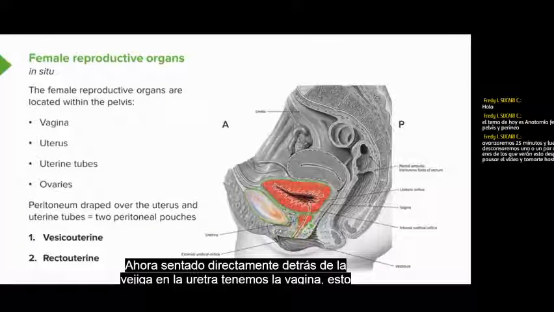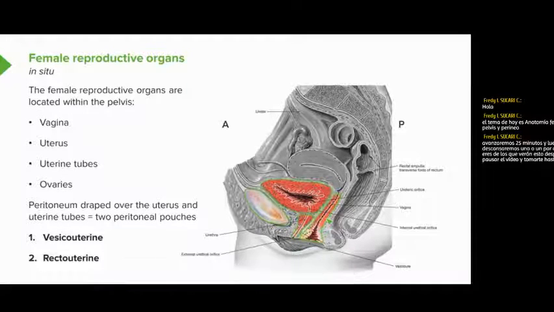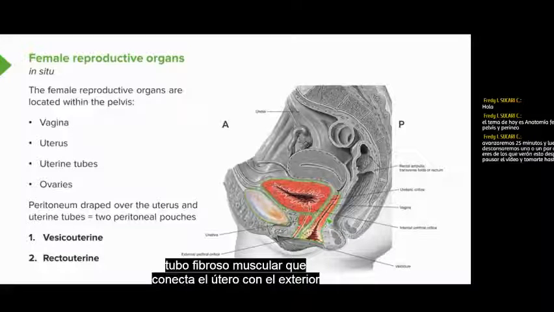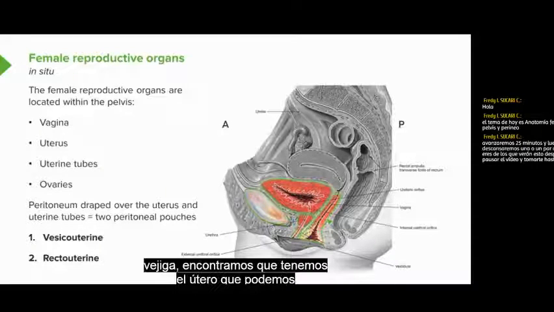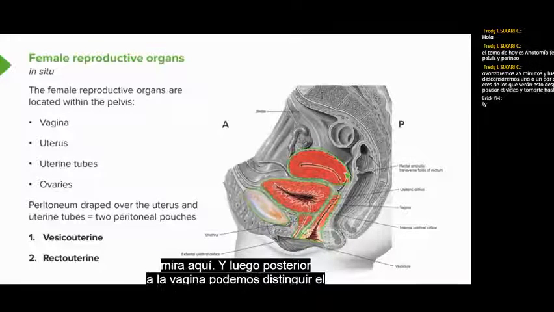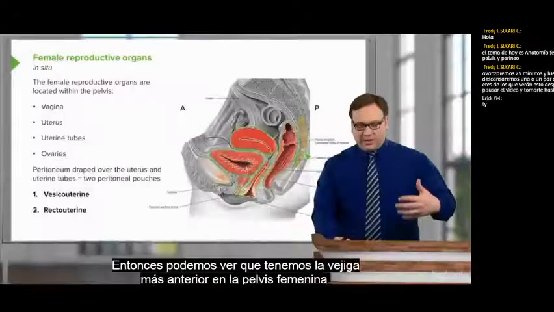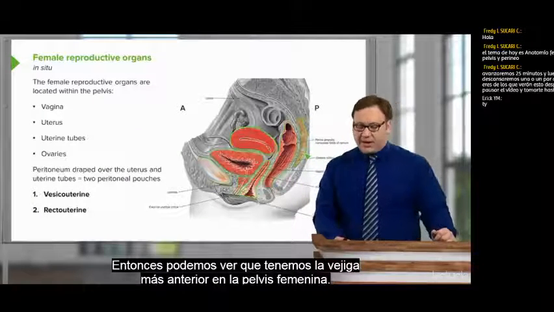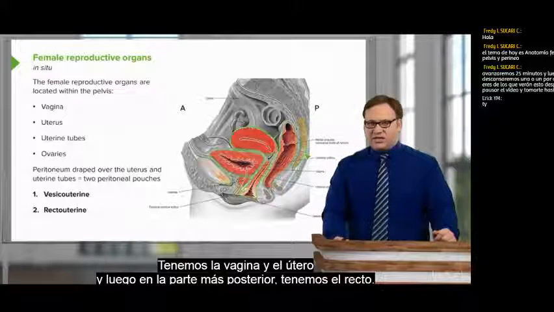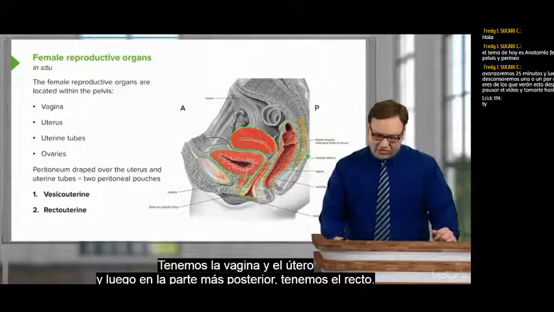Now sitting directly posterior to the bladder and to the urethra we have the vagina, this muscular fibrous tube that connects the uterus to the outside world, and then sitting on the superior surface of the bladder we have the uterus, which we can see here, and then posterior to the vagina we can make out the rectum, most posteriorly sitting against the sacrum, which we can see here. So we can see we have the bladder most anteriorly in the female pelvis, we have the vagina and the uterus, and then most posteriorly we have the rectum.